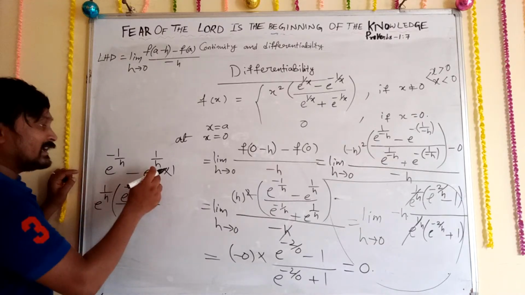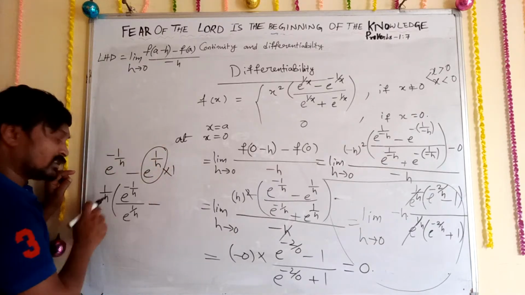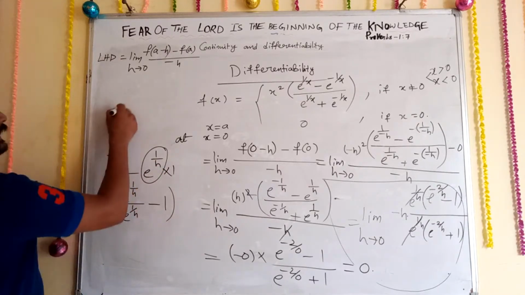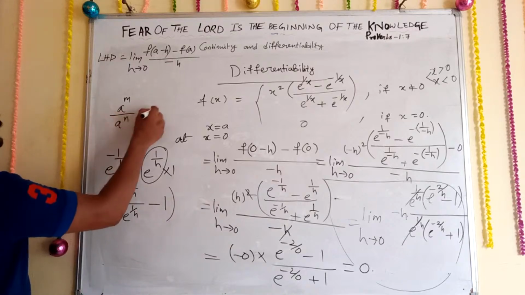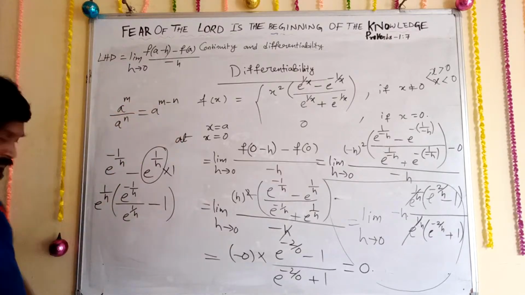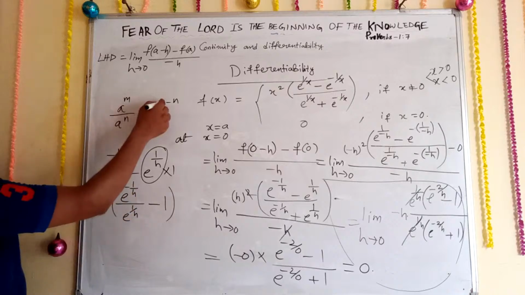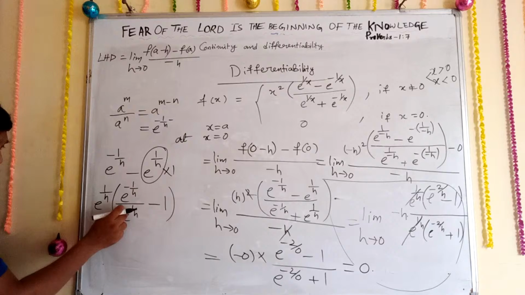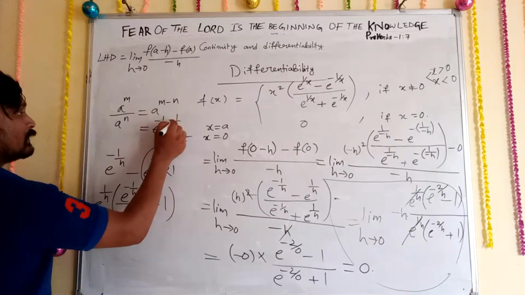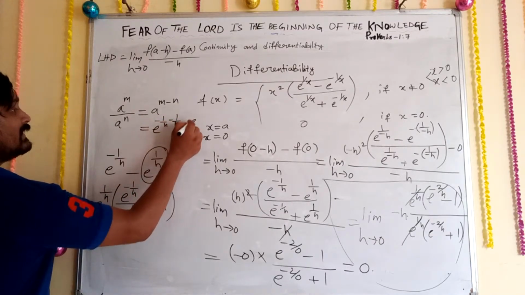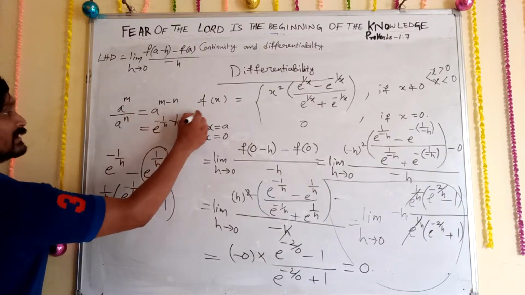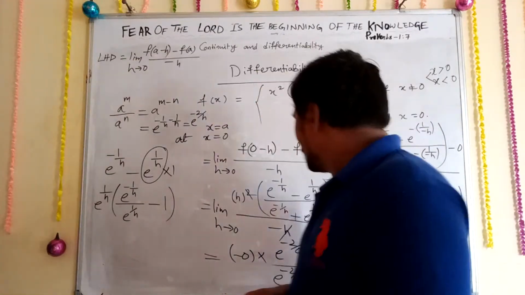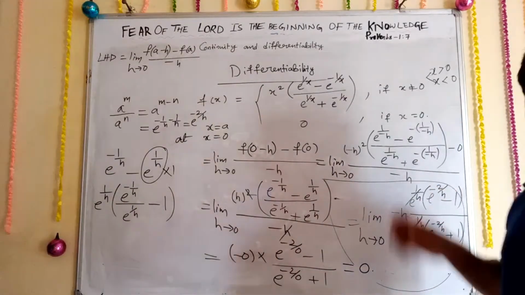Then minus, here e power 1 upon h is there. That is already common. Then what is left? 1. So write that as 1. Now this is a power m upon a power n is equal to a power m minus n. So now here minus 1 upon h is this. So write e power minus 1 upon h minus n, which is 1 upon h. So now you get here e power minus 1 minus 2 upon h. That much of a big procedure is there for that. This is how you got e power minus 2 upon h. Clear now?